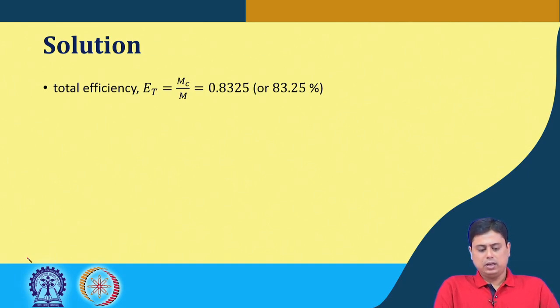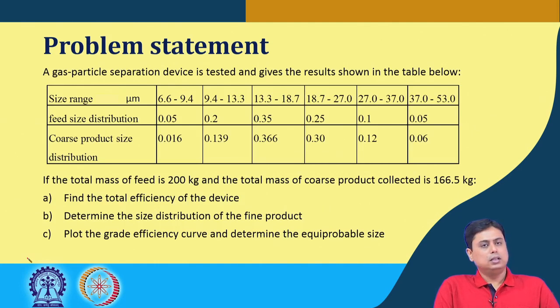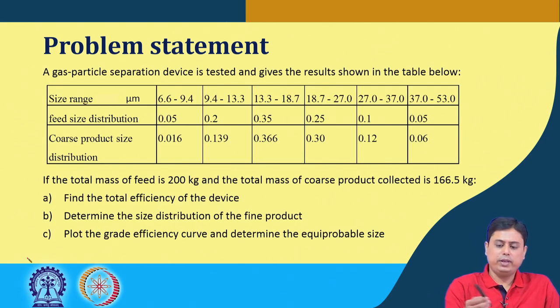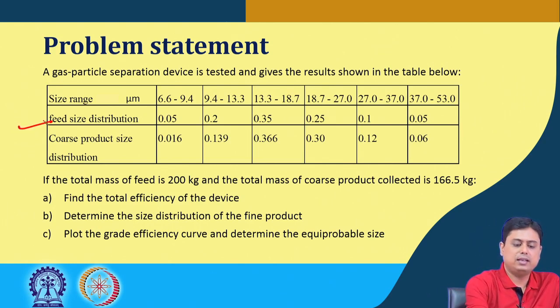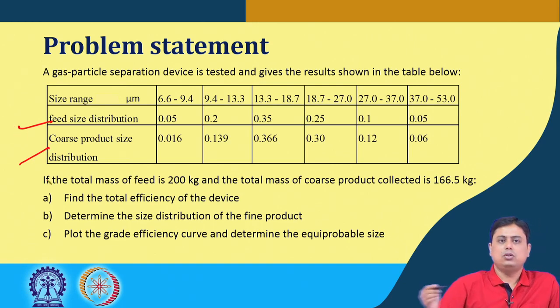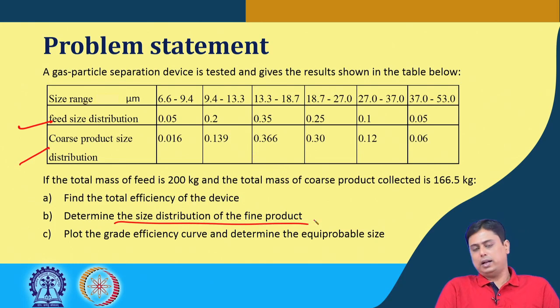Now, coming to the second part, which asks to determine the size distribution of the fine product, because we have here the feed size distribution and the coarse size distribution. So, naturally, what is the size distribution of the fine products that are escaping with the cleaner gas?